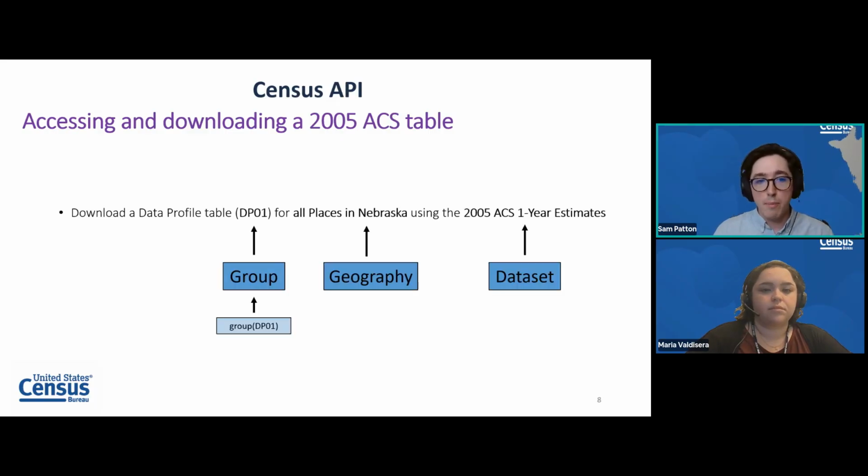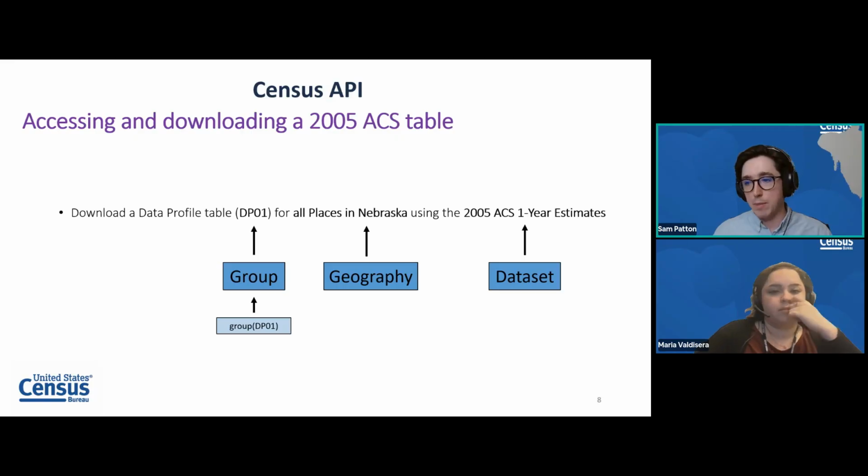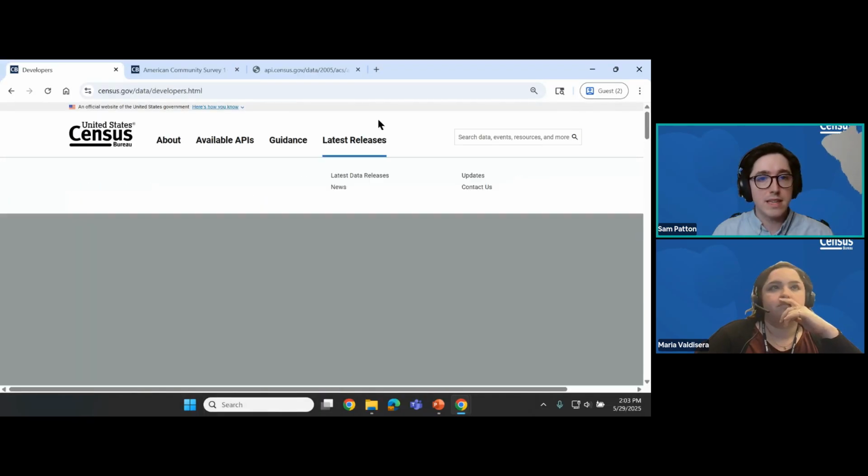And when I think about accessing data via the API, I like to think of it in three parts. The first part, I'm either pulling a single variable, or I'm pulling a group, which is an entire table. Here, I'm pulling table DP01, so I'm going to use the group functionality. Next, I think of my geography. In this case, I just picked as an example all places in Nebraska. And then lastly, I like to think of what data set I'm going to use. In this case, we're going to use the 2005 one-year estimates. So I am going to hop on over to my web browser and show you how to access this data.